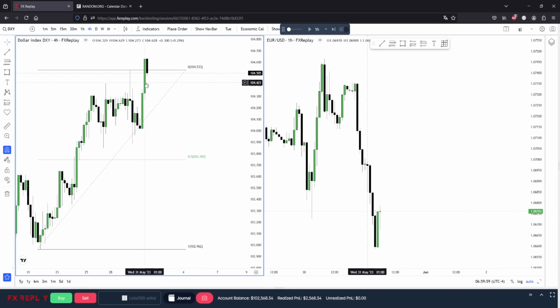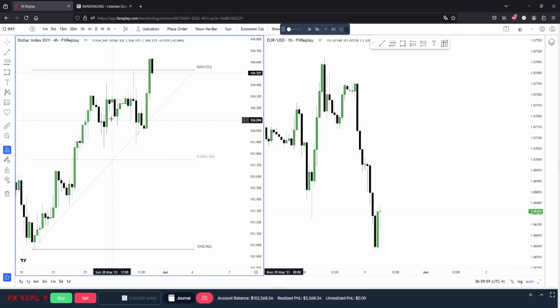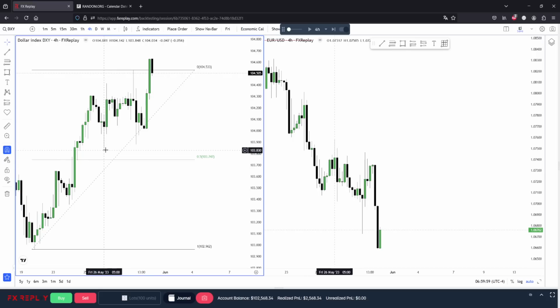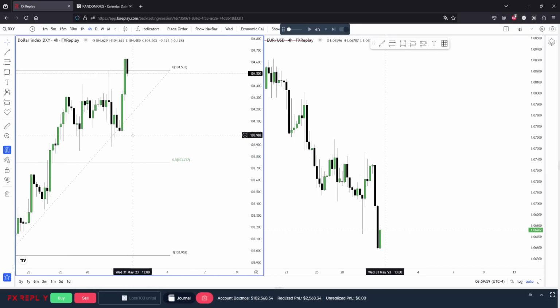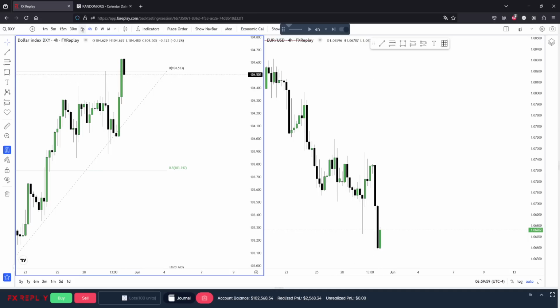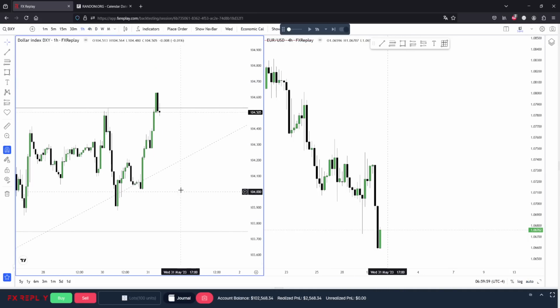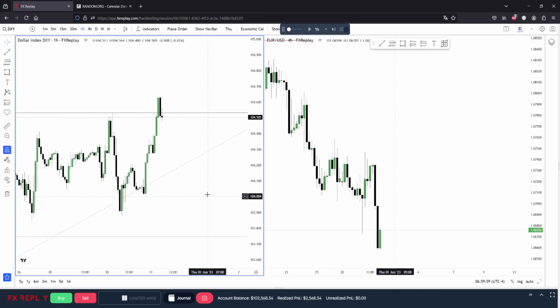It will not, which is fine. Now we have a new 4-hour range, which we can work with. Let's see, is there SMT on these lows? This low. No SMT, but that's fine. Let's go to the 1-hour. Yeah, so we're creating a new range here as well.